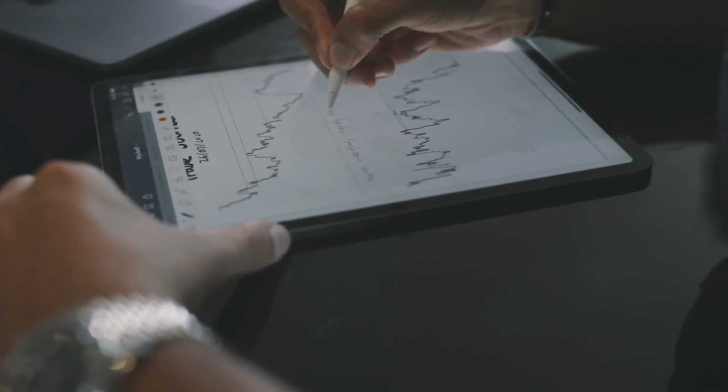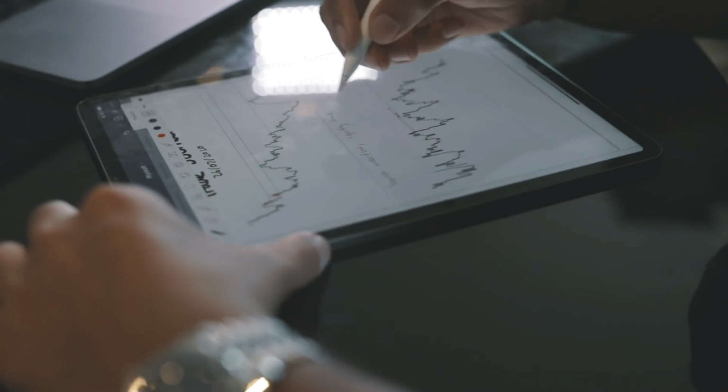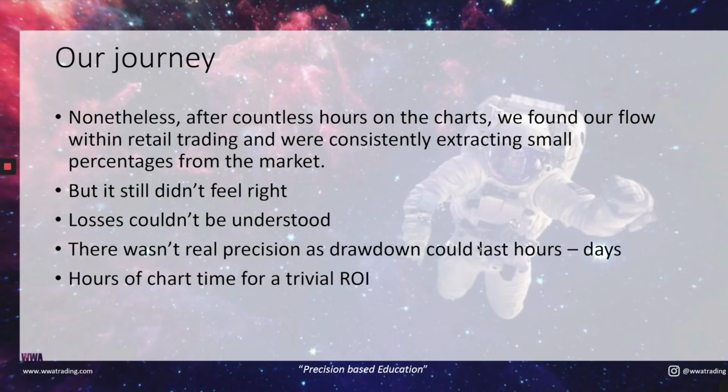Nonetheless, after countless hours on the charts, we found our flow within retail trading, and we were consistently extracting small percentages from the market. Again, this is not to say retail trading does not work. It definitely works if you are applying the retail concepts correctly, but we are just saying it is not the most efficient and optimized system to have in your trading. But there were some hesitations.